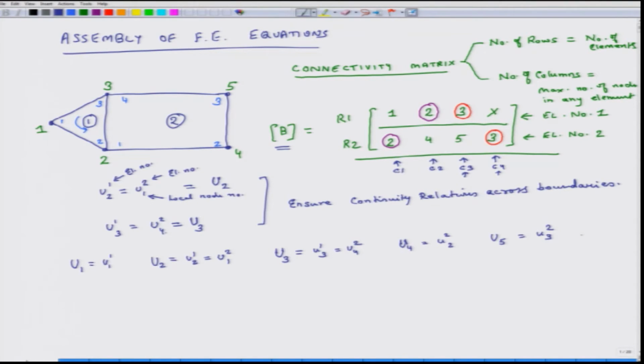And all these relations can be deduced from the connectivity matrix. Okay. So, using this logic we can develop a program in computer to ensure this continuity of primary variables across a boundary. So, this is one. So, this is about continuity.